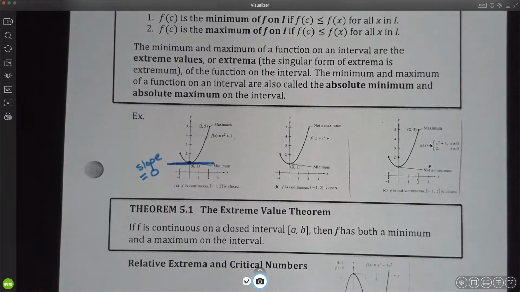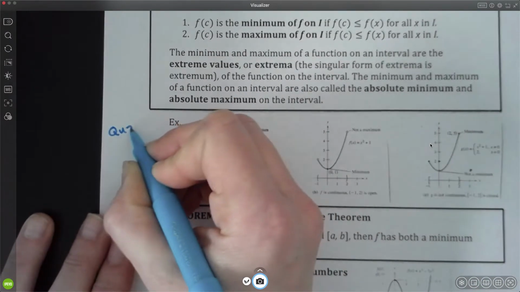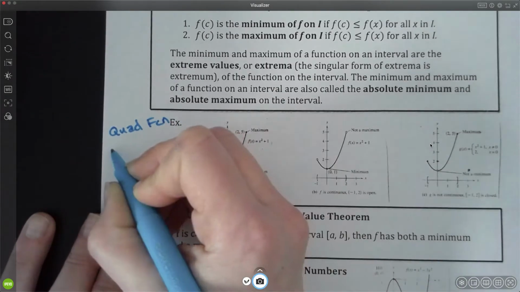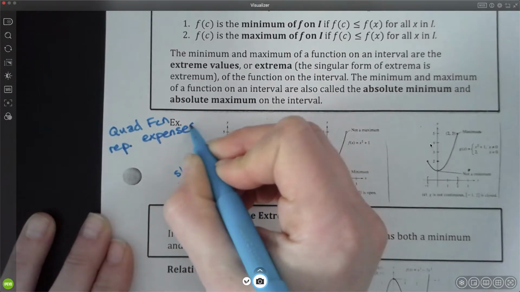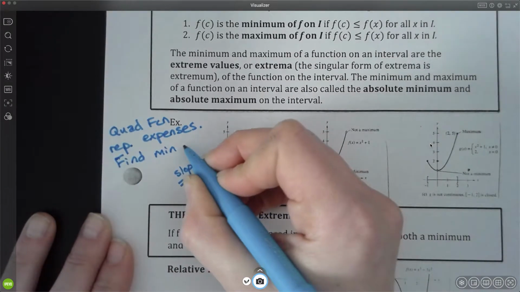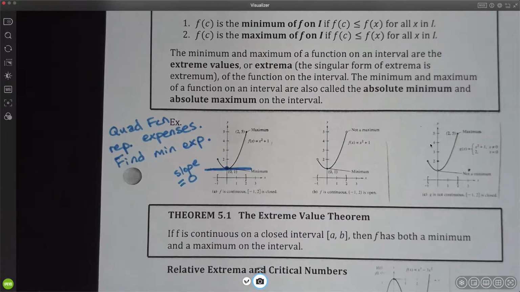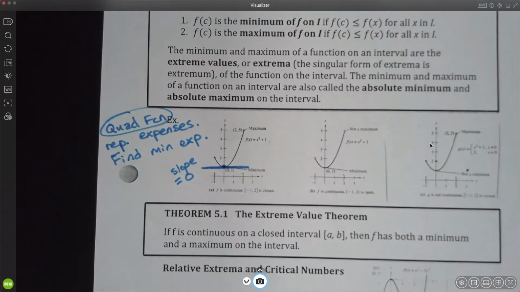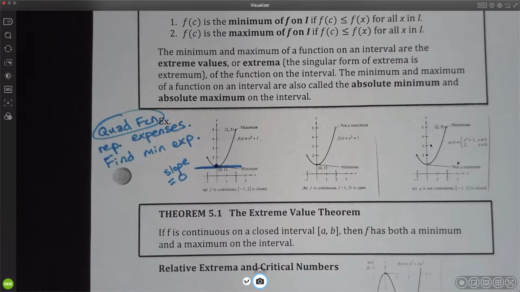So here is why this is so important. If we have an equation, let's say a quadratic function to represent expenses for our business, and we're trying to find the minimum expenses, like when the minimum occurs, how many things we have to produce in order to minimize our expenses on our production line. What we're going to do is take the derivative of this quadratic function that represents our expenses over time and set it equal to 0, and that will give me the lowest point on my graph where the expenses are at a minimum. Does that make sense? Okay.